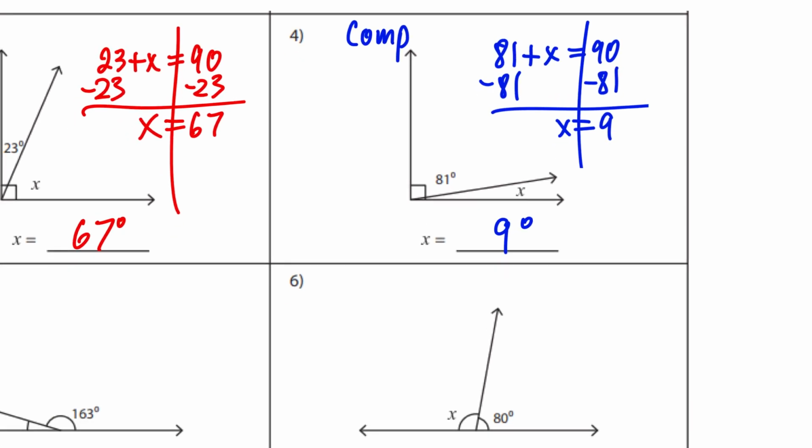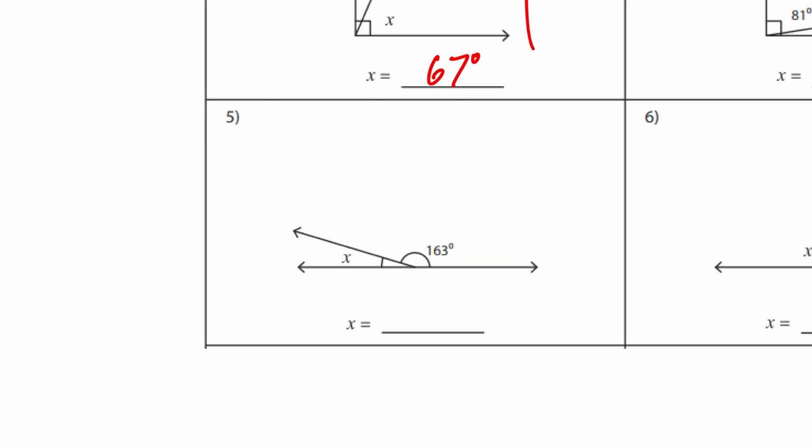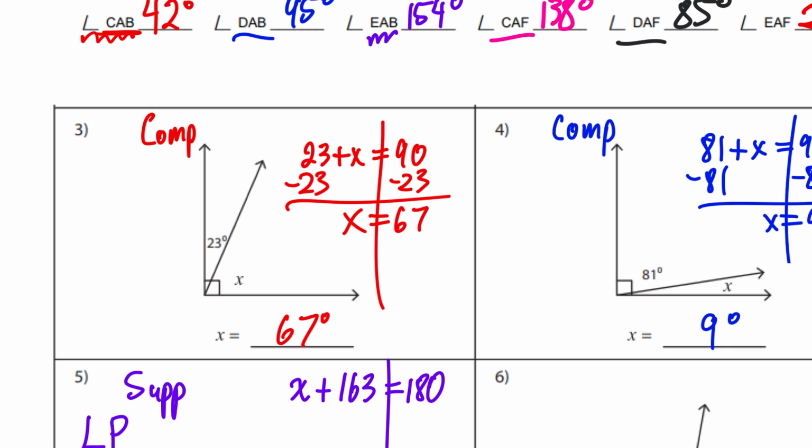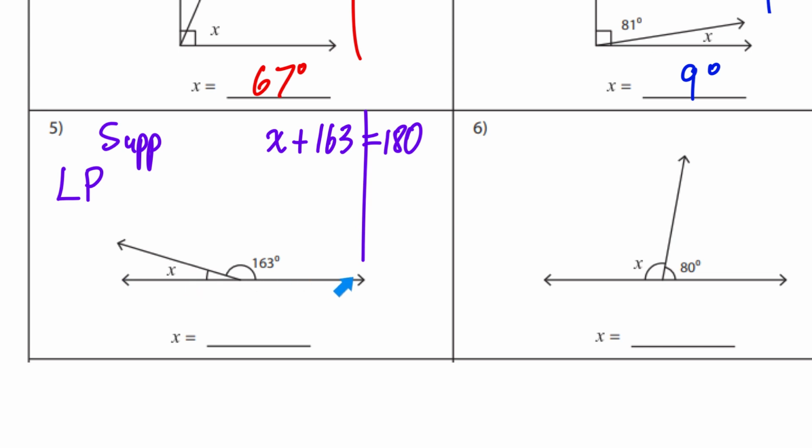Okay, on this one, these are supplementary. They add up to 180 because these are a linear pair. So on this, x plus 163 equals 180 degrees. You can see how these two make a straight line going across. Where these right up here, it was like a right angle, 90 degrees. But on this, it just goes all the way across. All right, so we subtract 163 from both sides. And so x equals 17 degrees.